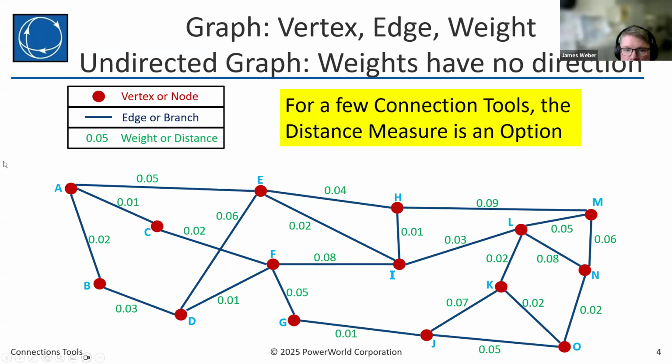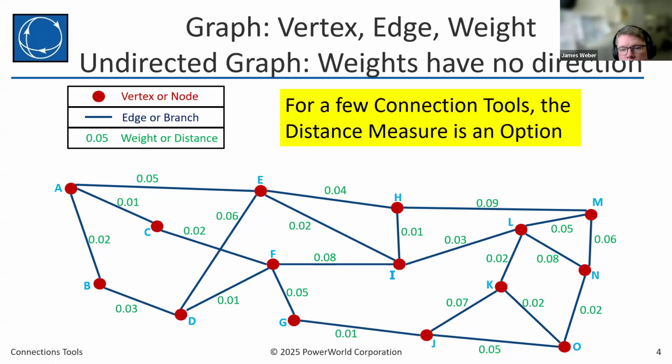In these tools, the vertices are these red dots. They would represent buses in a power system. The edges are the blue lines that connect the vertices. They would represent branches. And then a weight could be anything. We'll show an example in a second of different options in the tools in PowerWorld.